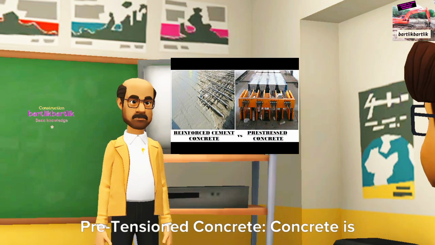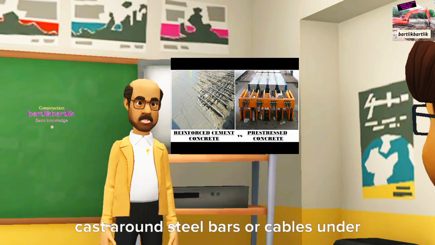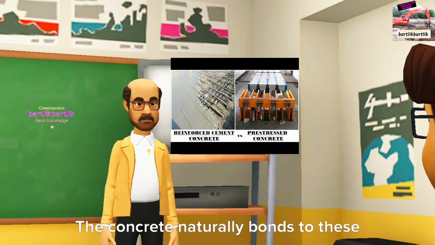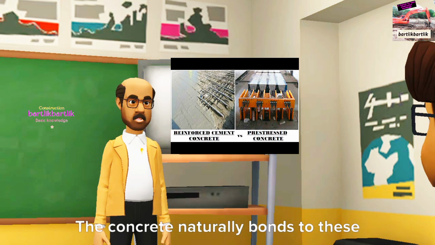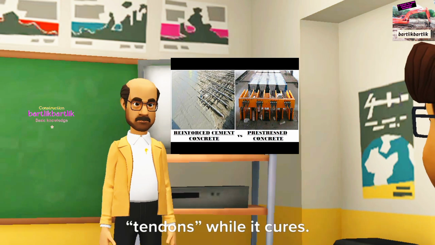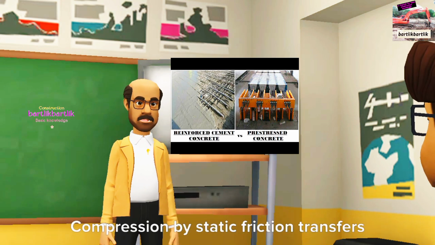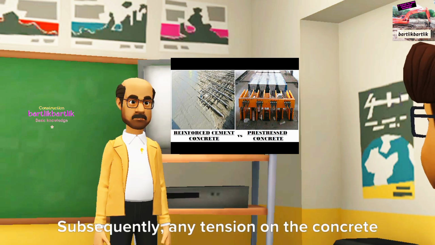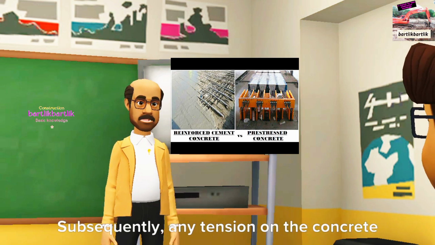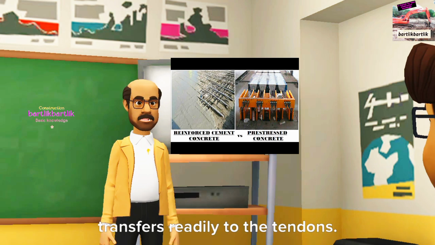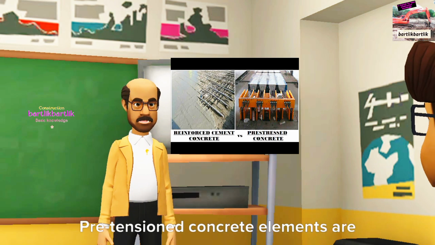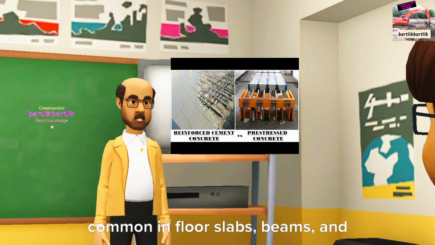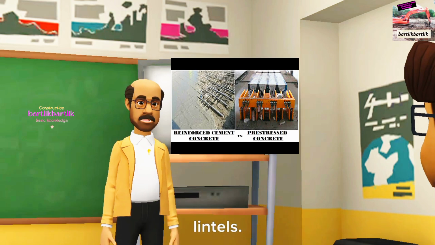Pre-tension concrete. Concrete is cast around steel bars or cables under tension. The concrete naturally bonds to these tendons while it cures. Compression by static friction transfers the tension to the concrete once it is released. Subsequently, any tension on the concrete transfers readily to the tendons. Pre-tension concrete elements are common in floor slabs, beams, and lintels.